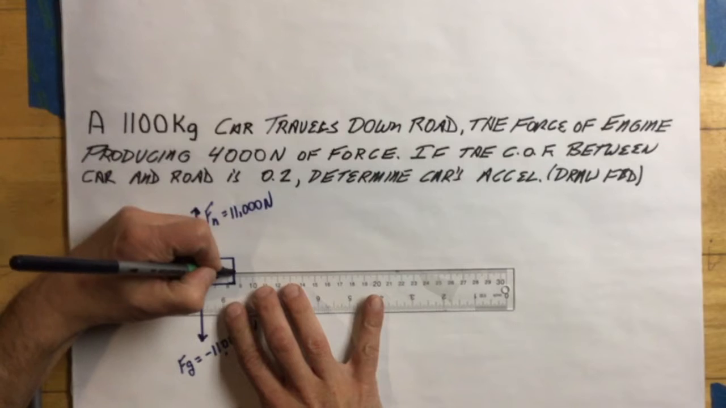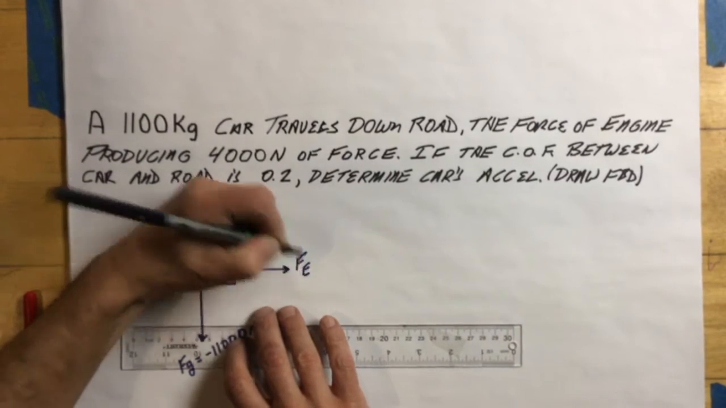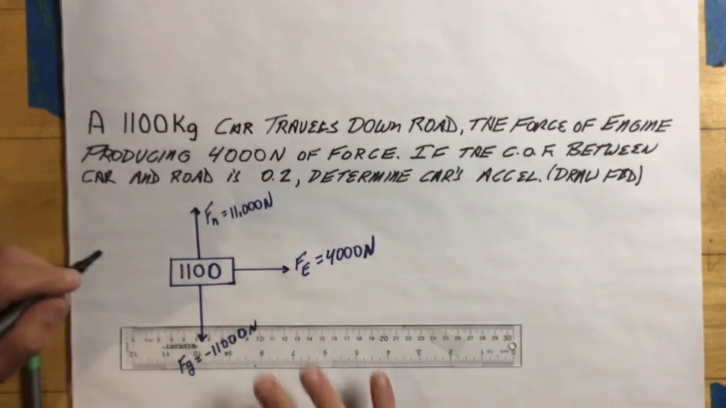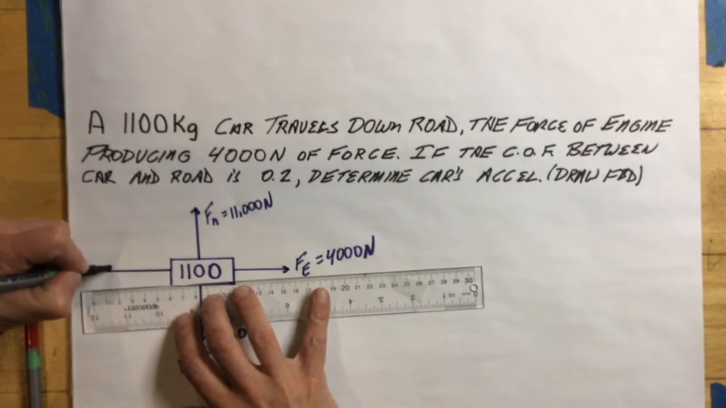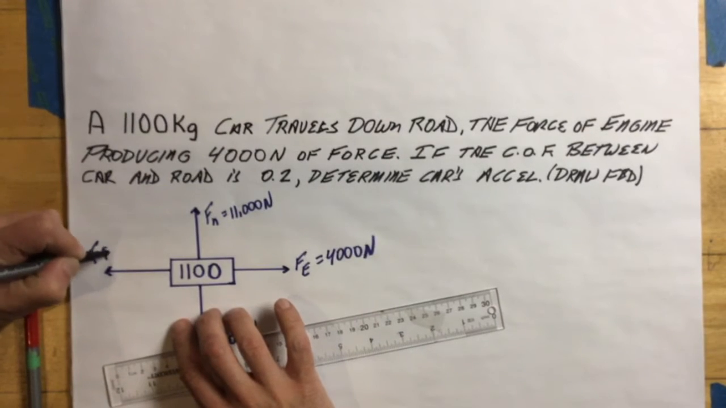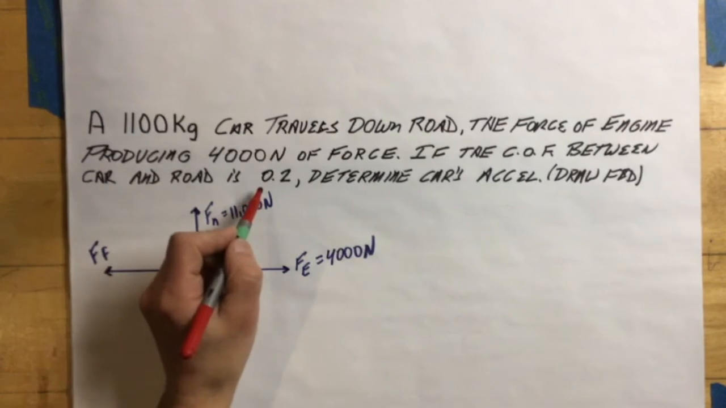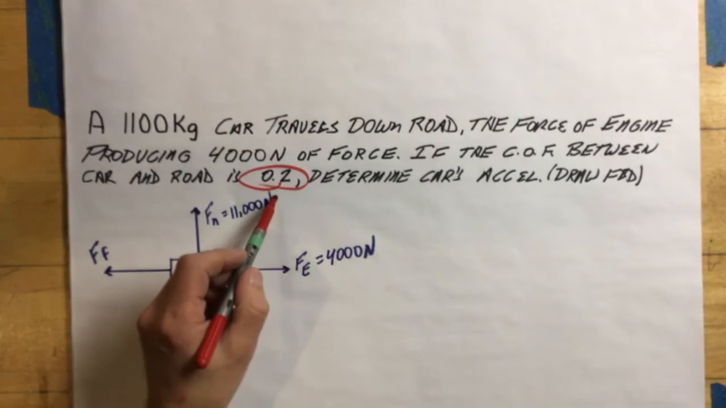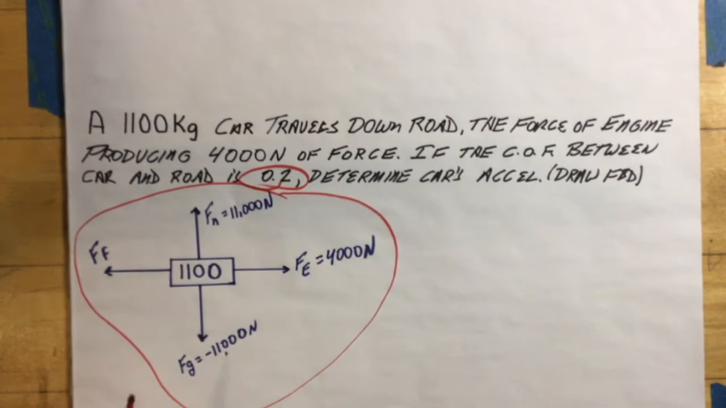I'm going to assume that the engine force is directing the car to move to the right, so 4,000 newtons here, and I do not know the frictional force immediately. I do know we do have one, and I do know that I have a coefficient of friction, which I'm going to use to calculate the friction. So my free body diagram is fairly complete here without doing any massive number crunching.